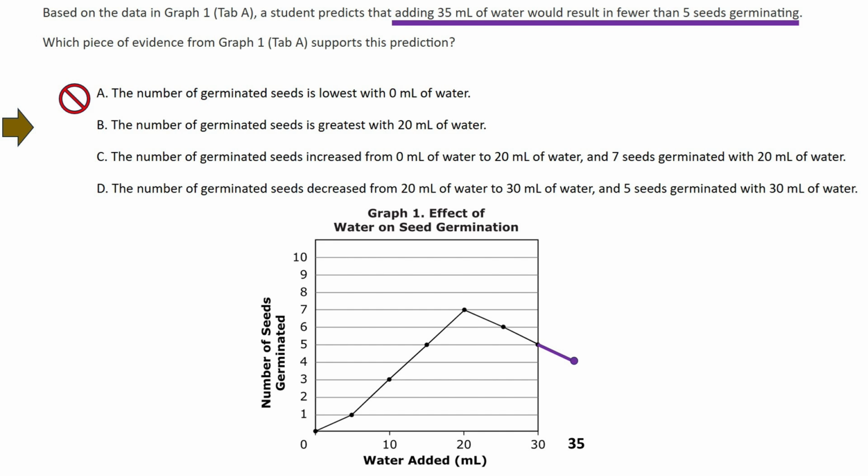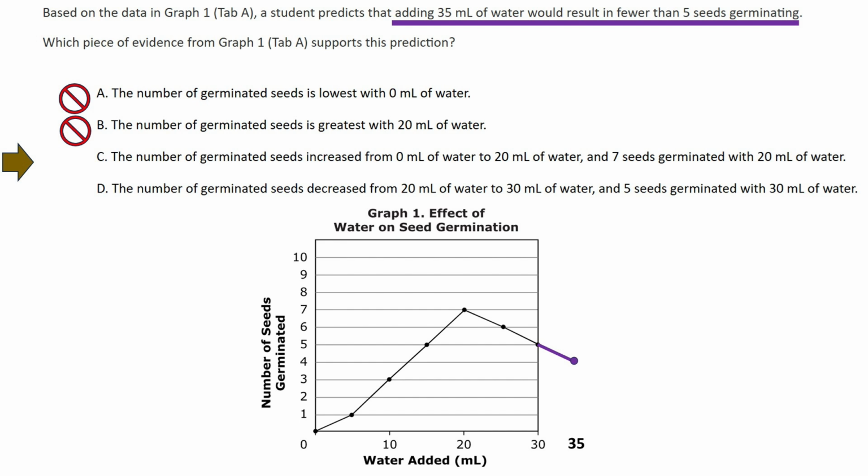Option B states, the number of germinated seeds is greatest with 20 milliliters of water. This statement is also true. The most germinated seeds is 7, and that happens with 20 milliliters of water. This statement is focused on just 1 point. A trend line requires at least 2 points. So we are unable to make a prediction by just knowing how many seeds germinated with 20 milliliters of water. Choice B is wrong.